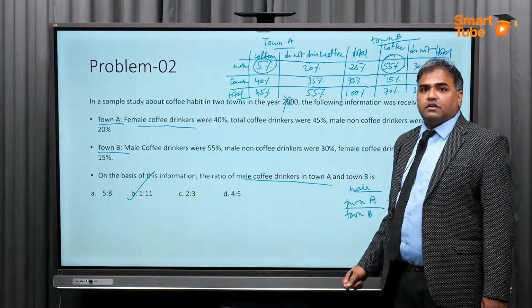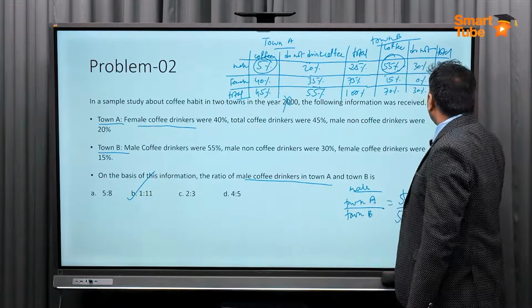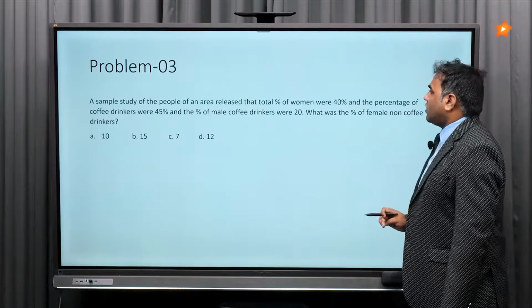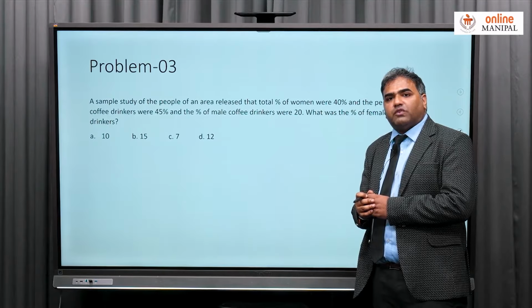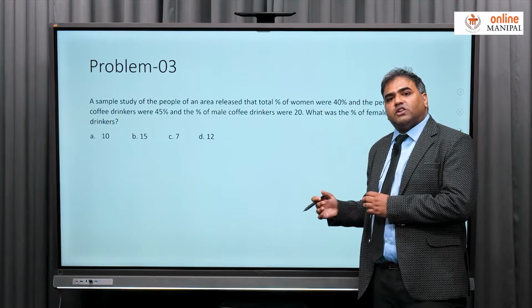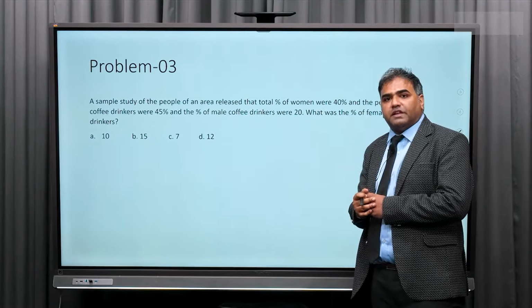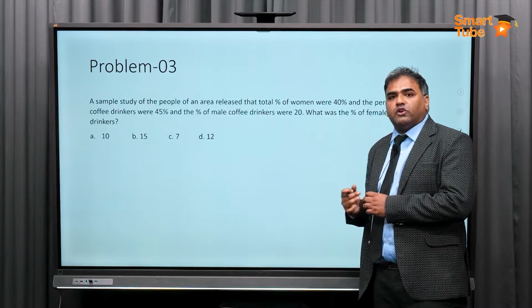Clear everyone? Now let's discuss another problem. I hope you have understood the concept of tabulation, what we have done so far. On the same logic, you can solve problem number 3. I am solving this for your reference.